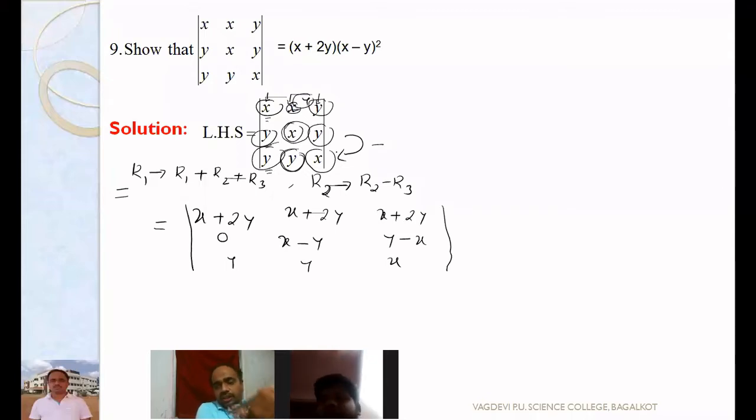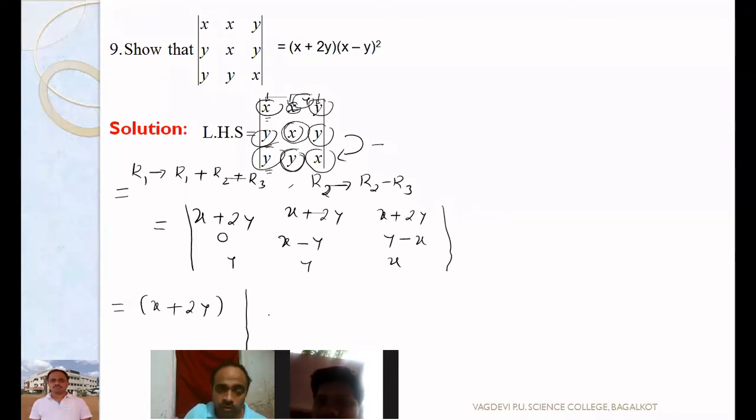Now, what is the common factor in the first row? We know the property of determinants. If you want to take any factor common, you have to observe only one row or one column. You have to take it common only from one row or one column, not all the elements. So if I take x plus 2y common in the first row, what do I get? 1, 1, 1. Correct? 1, 1, 1.